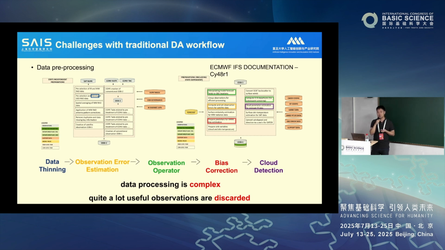But the model resolution is very coarse. It means maybe the highest model resolution is only 10 kilometers. So you need to do data thinning. You need to coarsen your high resolution data, losing some information, and you need to estimate how much error there is in your observations.